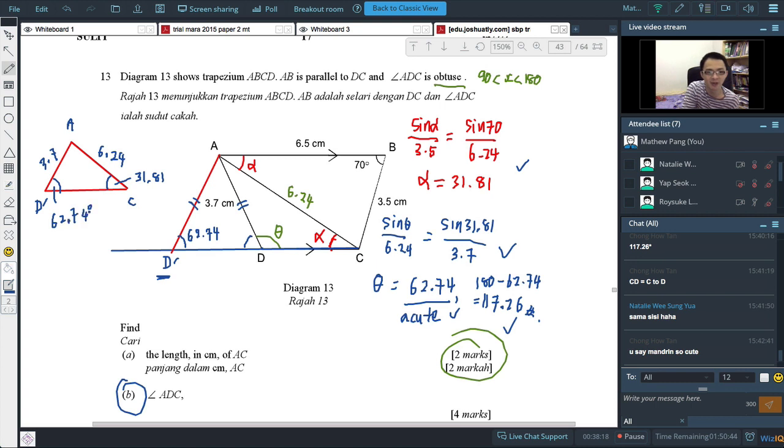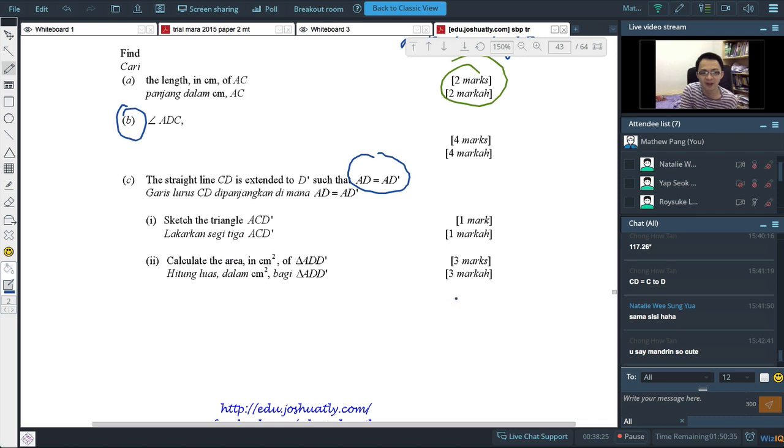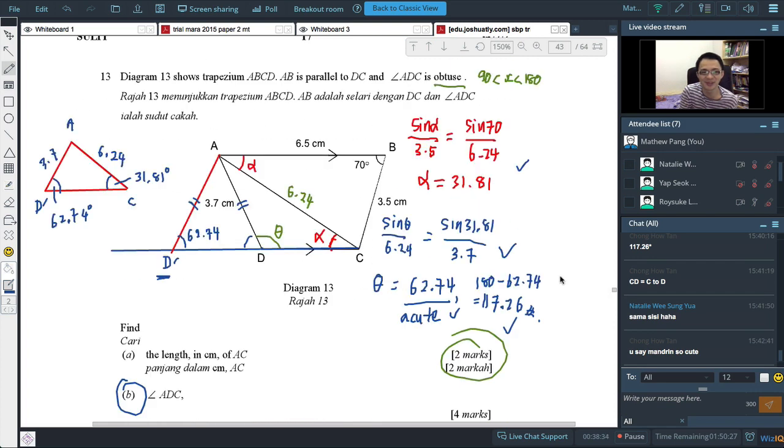Okay, then he asks you to find the area for ADD'. They want to ask you to find this triangle. Then it will be very easy, because I know these two are the same angle, right? 62.74. Then I can know this angle easily. I just use 180 minus these two, then I can get this angle. So yeah, 180 minus 62.74. Yeah, it will be 54.52.